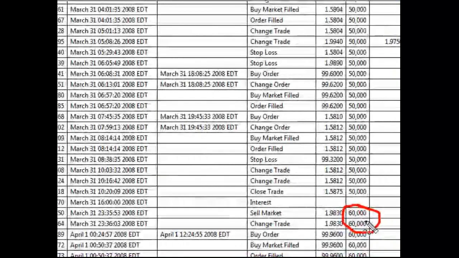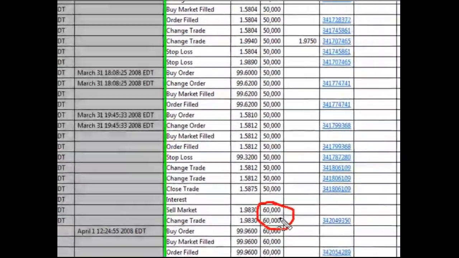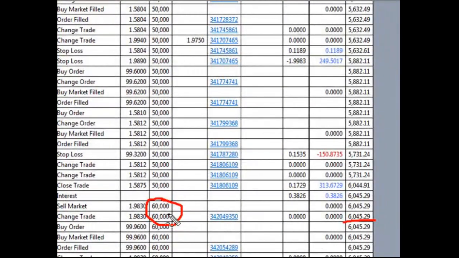So I've now increased it to $60,000, and we retain that lot size and keep it the same throughout the month of April. So we've gone from $3,400 to $6,000 in a matter of a couple of months, and that's the effect of compounding once again that we'll see taking place.